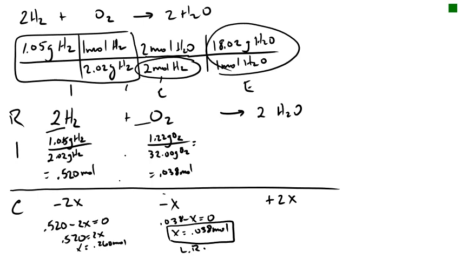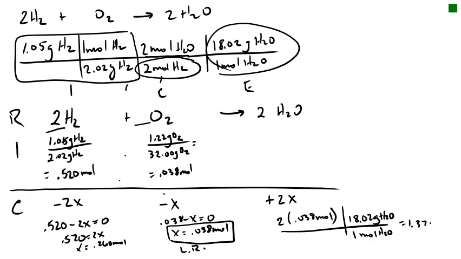So now, to solve for the water, all I would then do is take 2 times the 0.038 for my value of x, and then I could multiply that by the molar mass, and I would have 1 mole of the water, 18.02 grams of the water. And when we solve for that, we would end up with 1.37 grams of water.